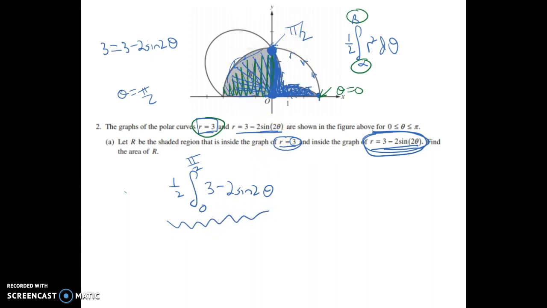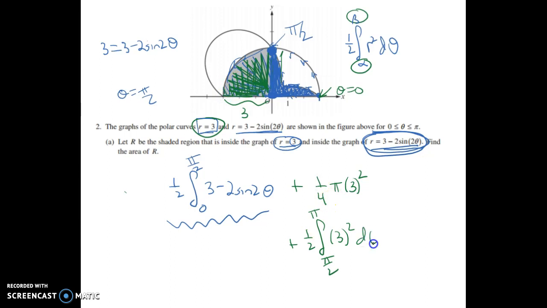And then for the green part, you can, if you want to, recognize that it's a quarter of a circle whose radius is going to be 3. So you could totally do 1/2 of pi times radius squared. Or if you wanted to make it look more calculus-y, you could do 1/2 the integral starting at pi over 2 and then working your way towards pi of that function 3 squared d theta. Either one of these calculations would work.